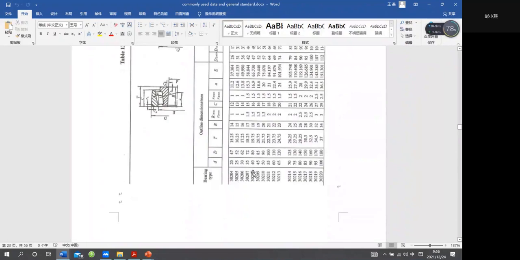Okay, we choose this type, and the D is the hole diameter, and this D is the diameter of the bearing, okay? And there is the T. T is the length. It's the width of the bearing. So for this type, the length is 90.75. Okay? 90.75.